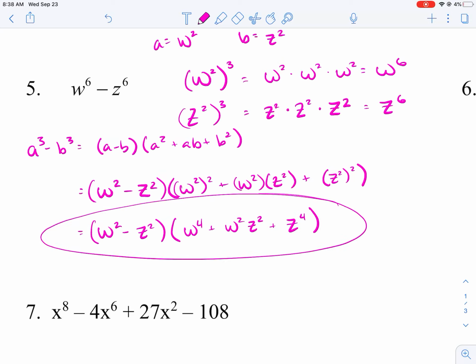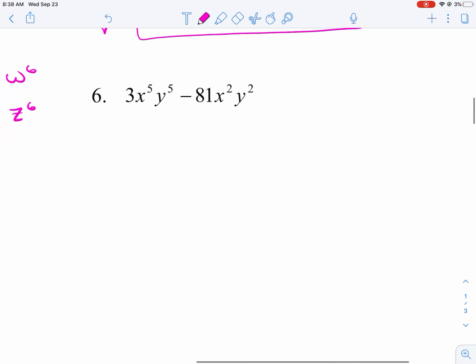Whew! Done. Another tricky one here. You got to recognize, and this one made us use our rules of exponents. We had to go back and remember what that meant. And so don't forget, when you have a power to a power, these two things multiply together. Okay, let's look at number 6.